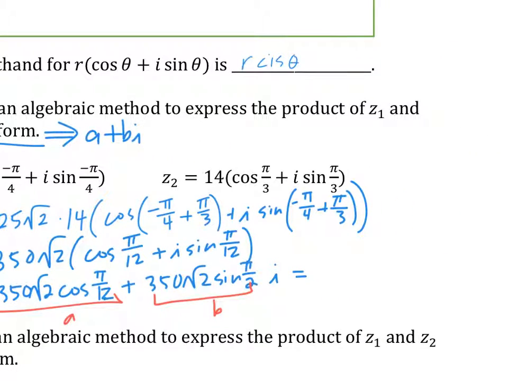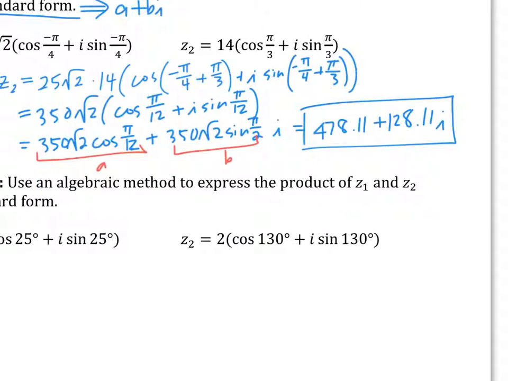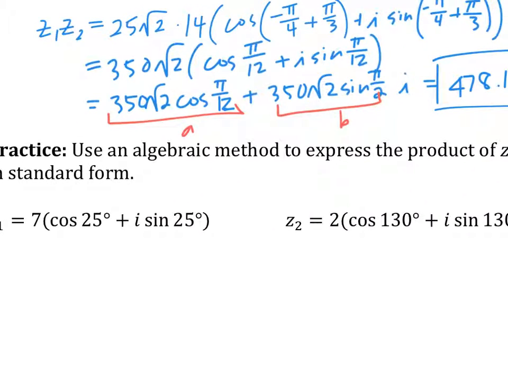Okay, making sure everybody has the same numbers. This one is 478.11 plus 128.11i. Okay, all right. If you have not started on the next one, please do the next one. All right, the second one, the answer is negative 12.684 plus 5.922i.